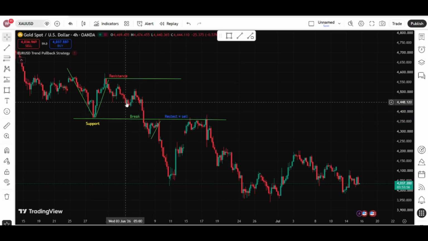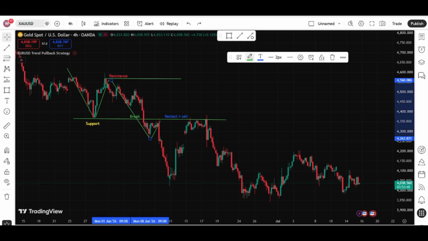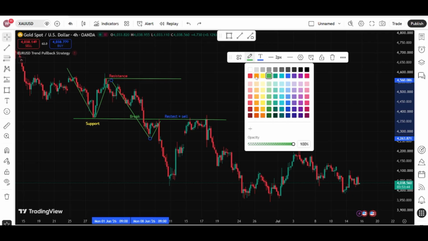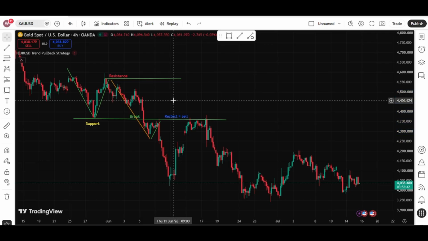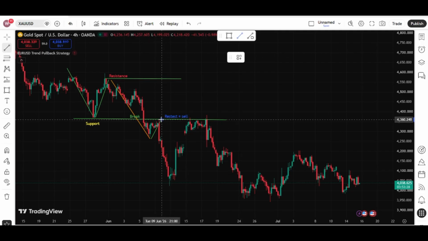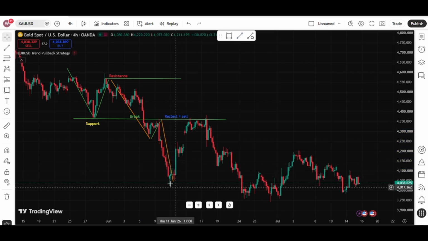I'm gonna remove this, or we'll just change the color of that. Just change the color, have it orange. Okay, so when we retest here, this is where we sell. We sell, and when we're selling, this is where we could have made money from this point to this point. This is where now we make money.